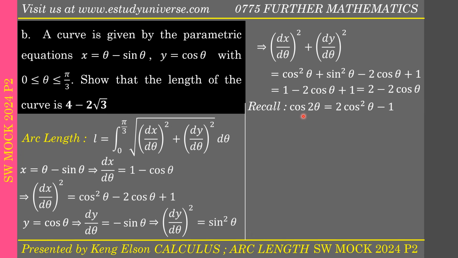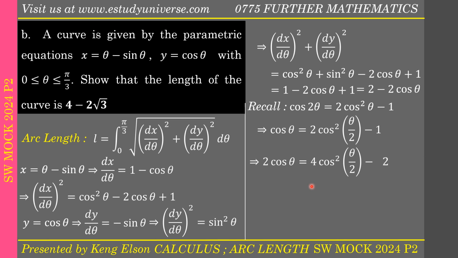The identity cos 2 theta is 2 cos square theta minus 1. So if cos 2 theta is 2 cos square theta minus 1, it therefore means that for cos theta, I need to divide the angle by 2. It will be 2 cos square theta on 2 minus 1. That is, I have halved the angle. The 1 and the 2 are not affected, just the angle is affected. If I halve the angle here, I'm going to be left with theta, so I need to also halve the angle.